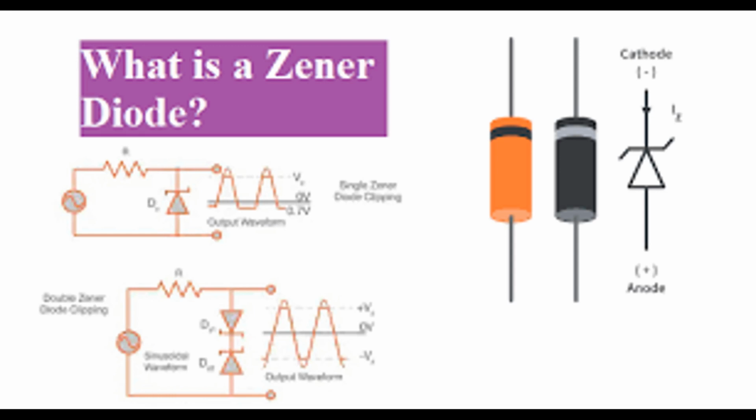Signal demodulation is the process of extracting the original information signal from a modulated carrier signal. Diodes play a crucial role in demodulation, particularly in amplitude modulation, AM, and pulse amplitude modulation, PAM, demodulation techniques. Let's focus on AM signal demodulation. Amplitude modulation, AM, signal demodulation.